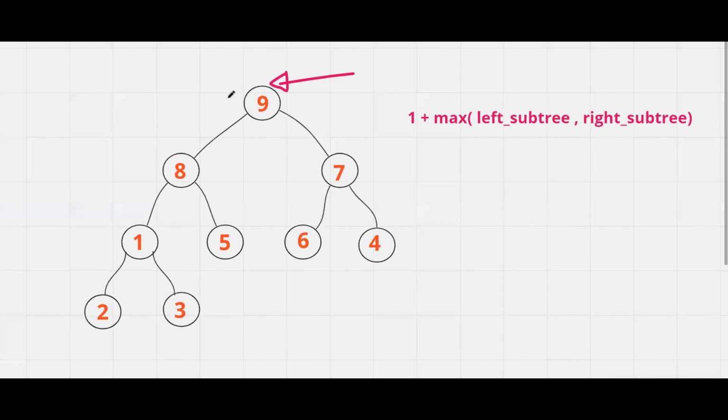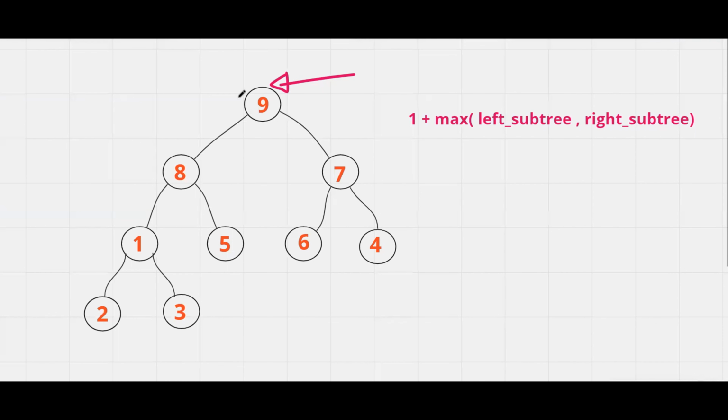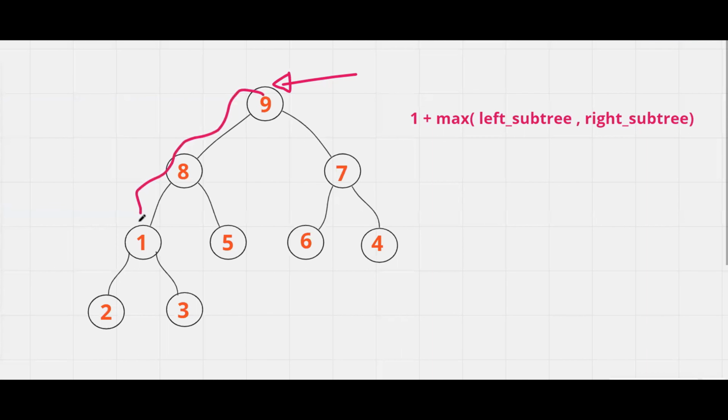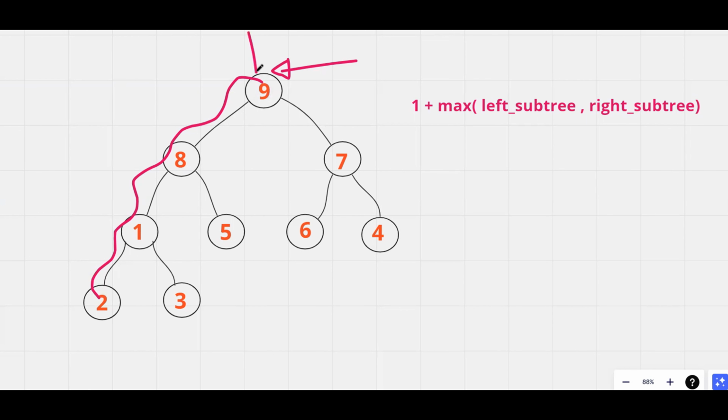Anyways, according to the definition, the maximum depth of this binary tree is the number of nodes along the path marked from 9 to 2, because this is the longest path among all of the paths from the root node to the leaf nodes. And in this path, we have 4 nodes, which are 9, 8, 1, and 2. So in this tree, the depth of this binary tree is 4.